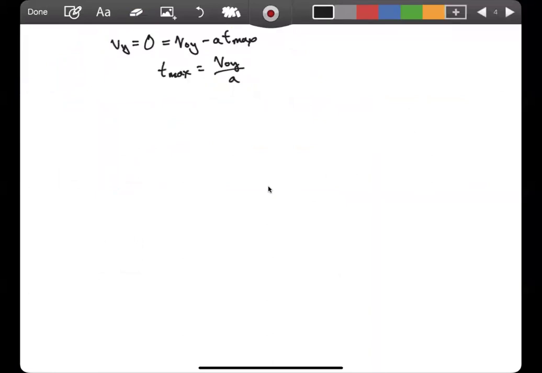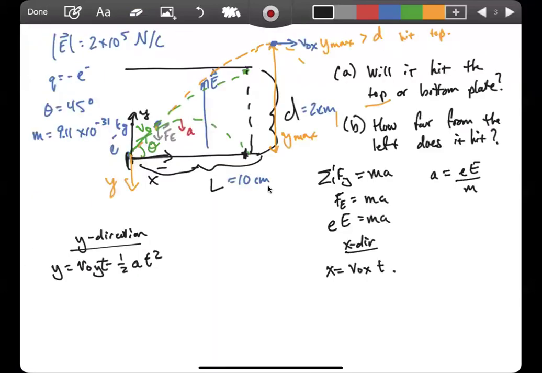Now, plugging that back into our previous kinematic equation. So now we can find y max, which is simply equal to the initial velocity in y times t max minus 1/2 the acceleration times t max squared. Now let's plug in what t max is. So this is going to be the same thing as the initial velocity in the y direction squared divided by the acceleration minus 1/2. Now, when I square this guy, this acceleration here is going to go away.